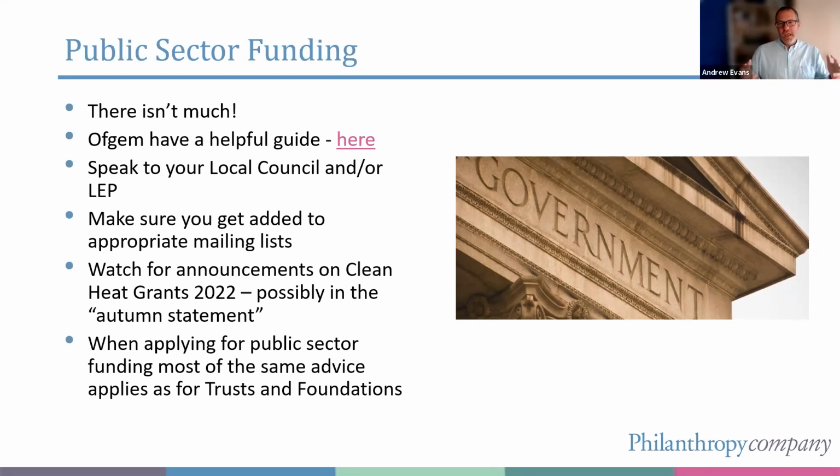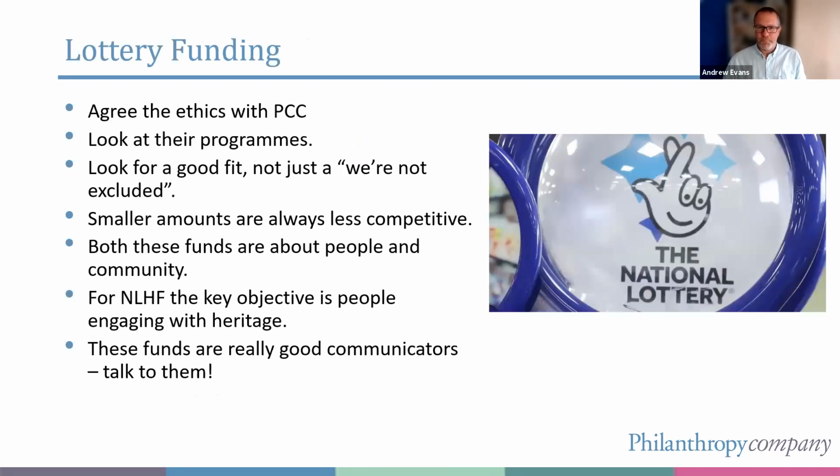But the rumour is it will apply to both households and businesses, and therefore probably include charities and churches. And that it will be several £1,000s towards heat pump and biomass type heating solutions. That's what people think is going to happen, possibly in the autumn statement, which I think is middle of November, but again, maybe before or after that. So not much at the moment, but watch this space, keep an eye out. When you're applying for public sector funding, most of the same advice applies as for trusts and foundations, which we're going to move on to now very quickly.